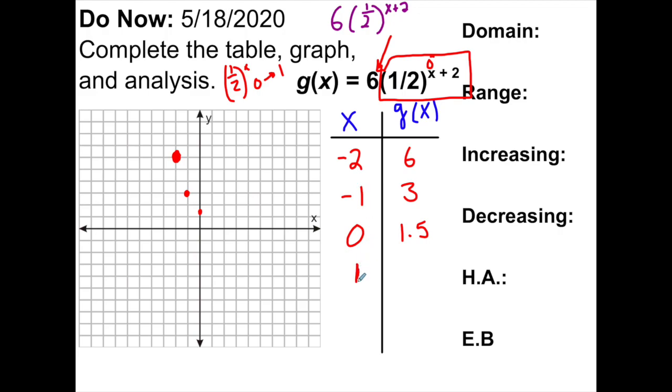Now, if I was to plug in 1, what I would end up with is 3 to the 1 power times 6, so I'd get 6/8. In other words, 3/4.